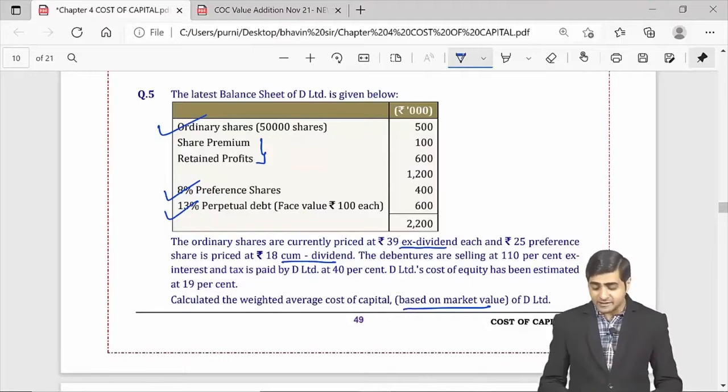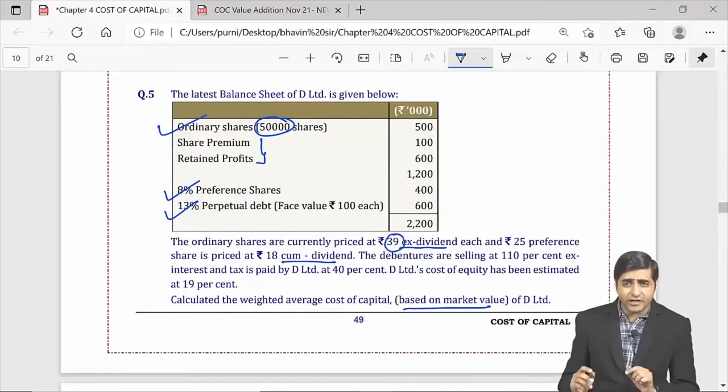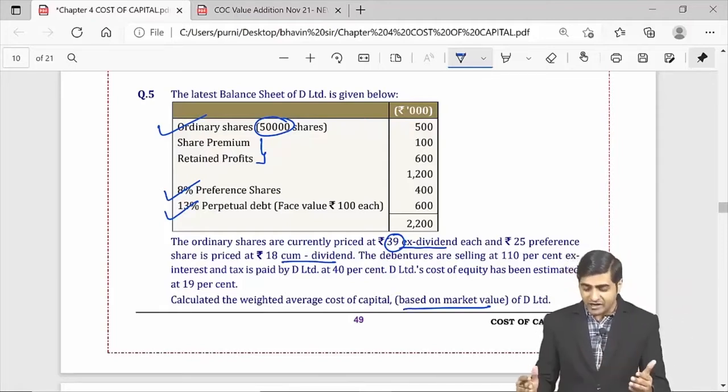And in this particular case, in your amount column, we will be having 50,000 shares, and equity shares, your market price is available as rupees 39. So ordinary shares are your equity shares. 50,000 into 39, that will give you your market value of equity.